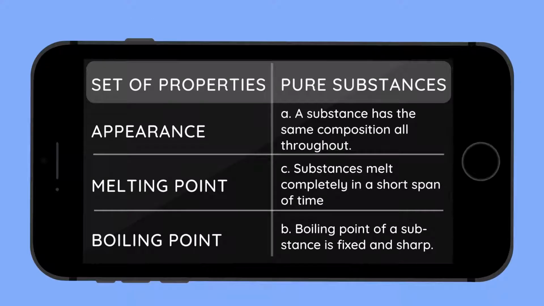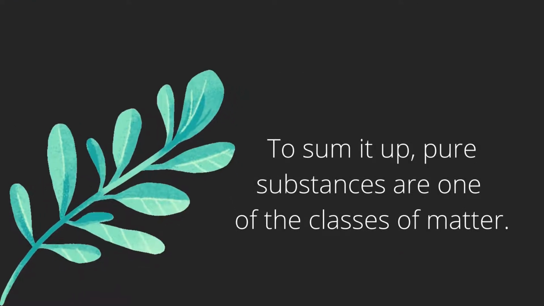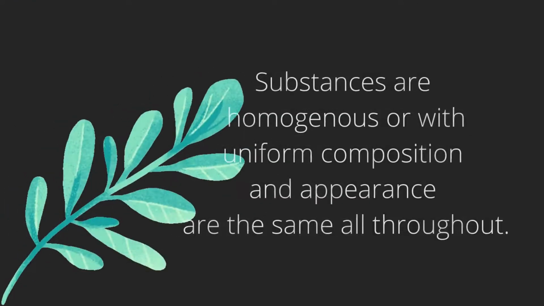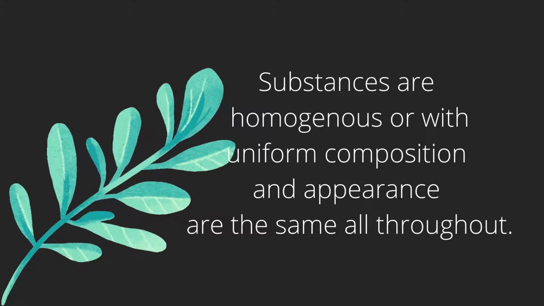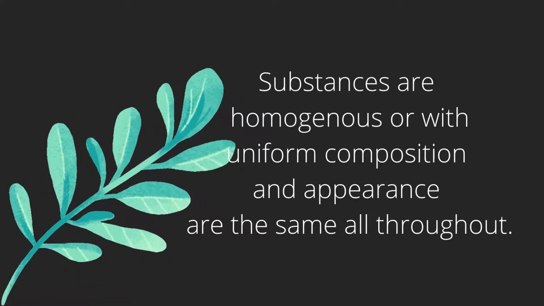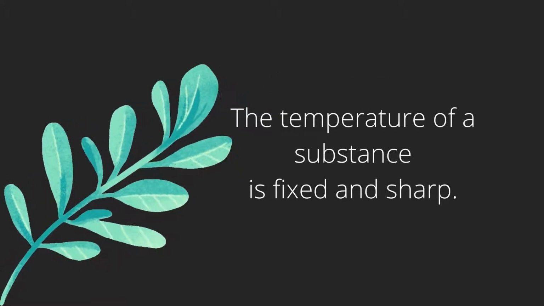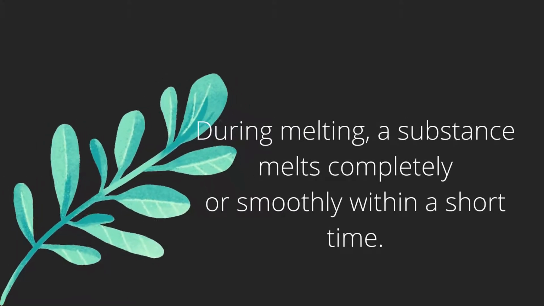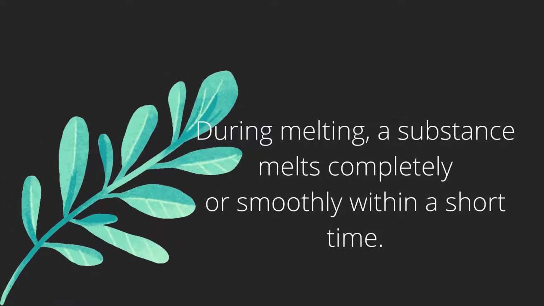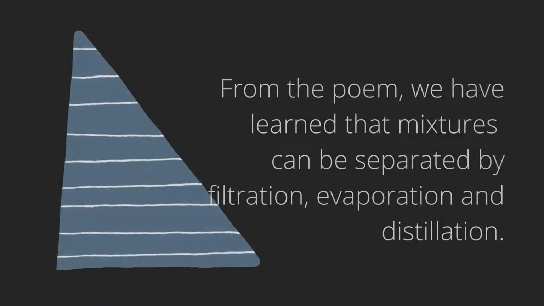That's great! I knew you'd get it. To sum it up, pure substances are one of the classes of matter. Substances are homogeneous, or with uniform composition and appearance the same all throughout. The temperature of a substance is fixed and sharp. During melting, a substance melts completely or smoothly within a short time.